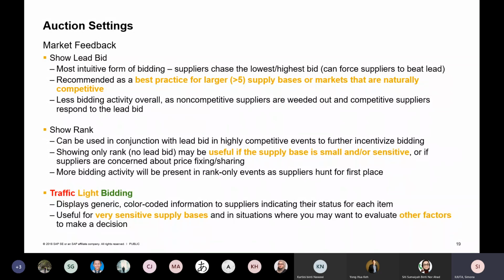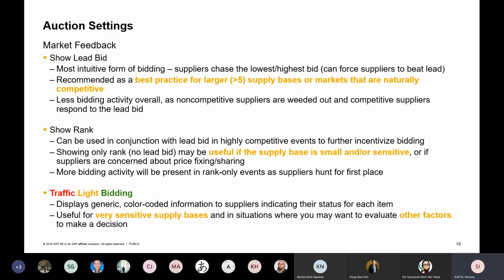Market feedback. What does Ariba mean by market feedback in an auction? It means the information that you are showing to the suppliers. So I go back to the definition I gave at the beginning of the session. I said that auction is a real-time pricing negotiation. You set up the rules, suppliers fight, where you try to draw the prices down by providing market information. Market information means showing them information, to make them move with the prices based on the information you are showing them.